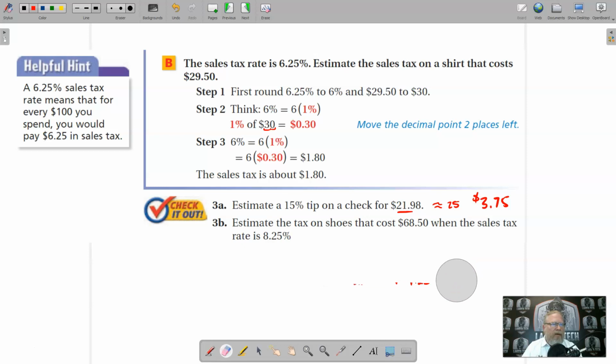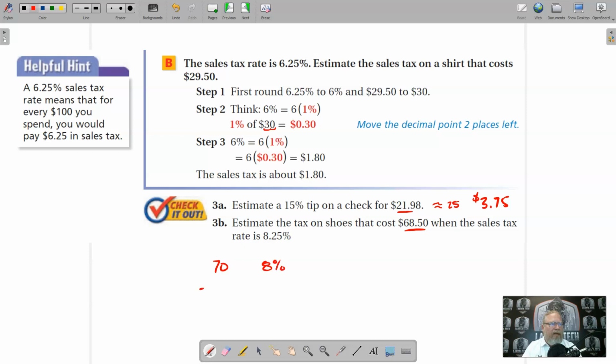Okay, let's go ahead and do this other example. Estimate the tip on shoes that cost $68.50 when the sales tax is 8.25%. So let's take the $68.50 and round that up to 70. And 8.25%, let's just call that 8%. Let's round it down to 8%.